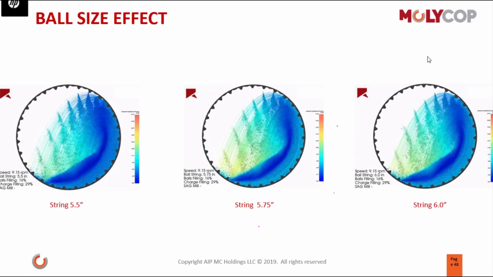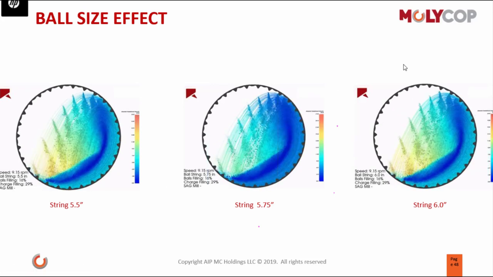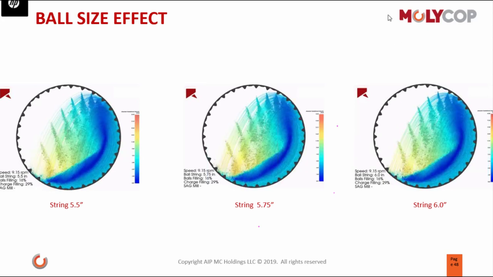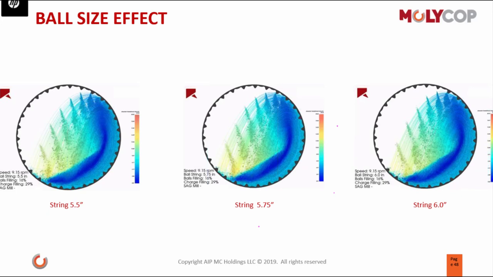What happens if we are going to use a bigger ball? 5.5, 5.75, and 6 inches. You can notice in the simulations that at the beginning, using 5.5, you have a component in the impact hitting the liners. If we increase to 5.75, you are going to have much more energy hitting the liners, and using 6 inches you are going to have much more impact into the liners. So maybe you are going to destroy your liners, and maybe you are going to break the balls. So you have to take care before using a bigger ball. You have to perform an analysis of whether your trajectory is right for using a bigger ball.